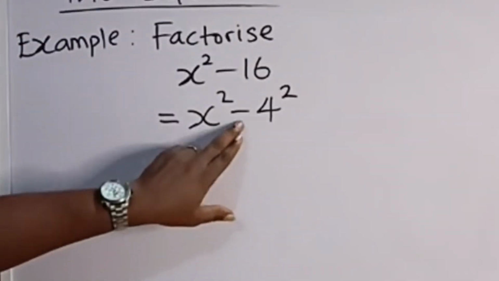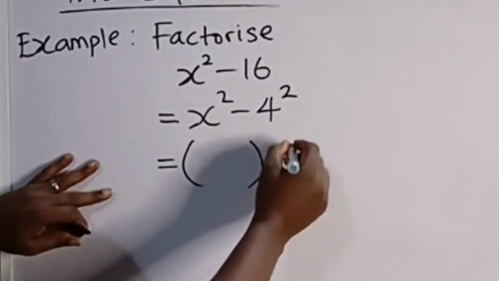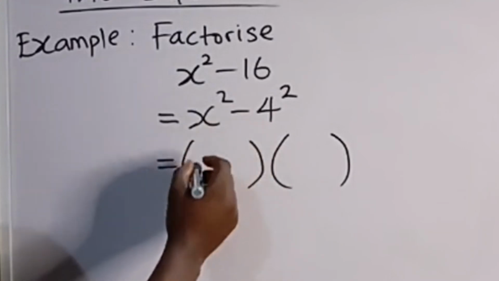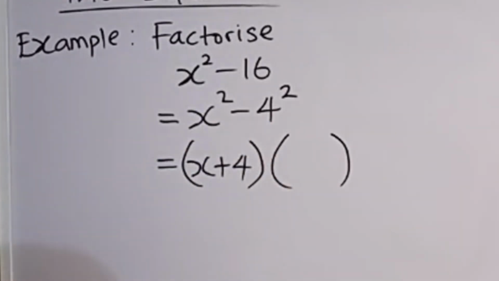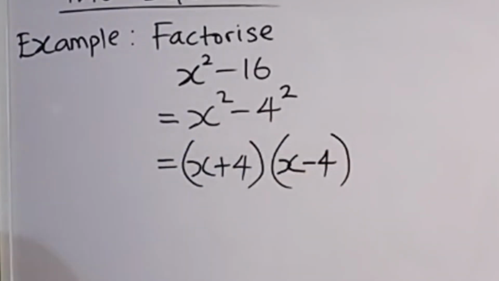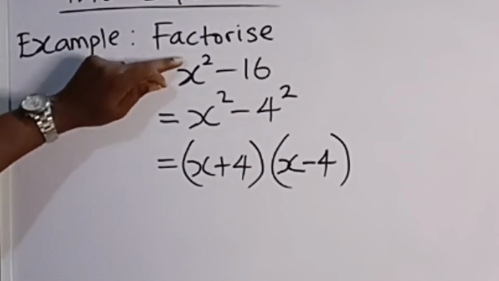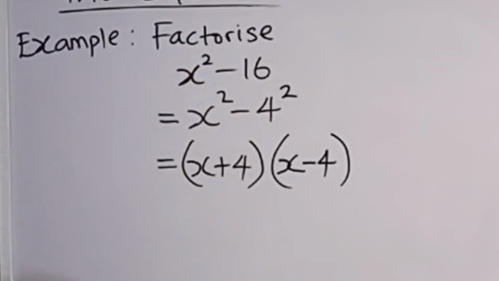A squared value is subtracting a squared value. So we can open two parentheses. In the first parenthesis, you add the two bases, x plus 4. And in the second parenthesis, you subtract the second base from the first base, x minus 4. And that gives you the answer. So you have been able to factorize this algebraic expression to become this using difference of two squares. Okay, so now let's look at another example.